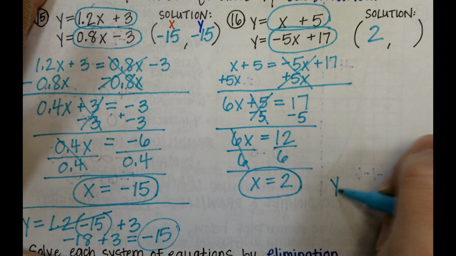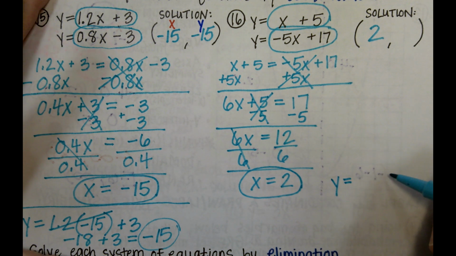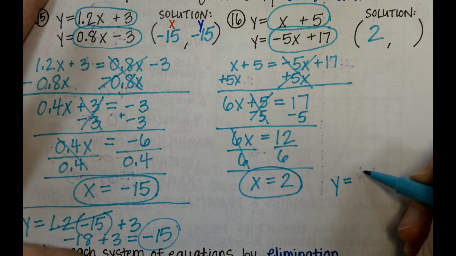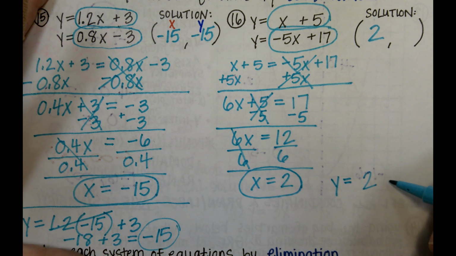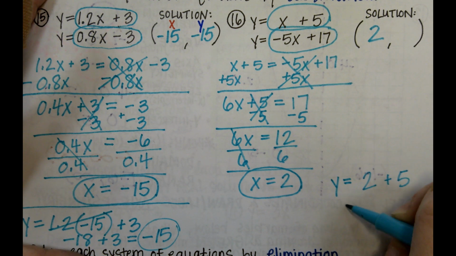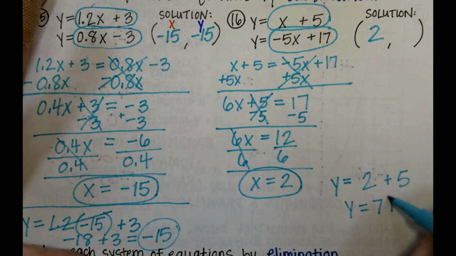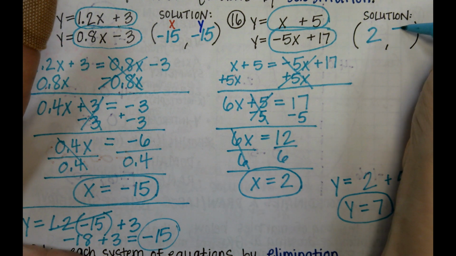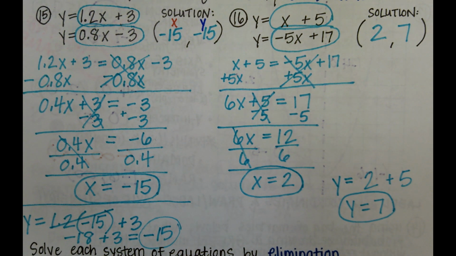So we'll do y equals, what am I writing? My x is 2, plus 5. So y equals 7. Look at that. That was a nice and easy one. Good deal. Okay. Any questions on 16?